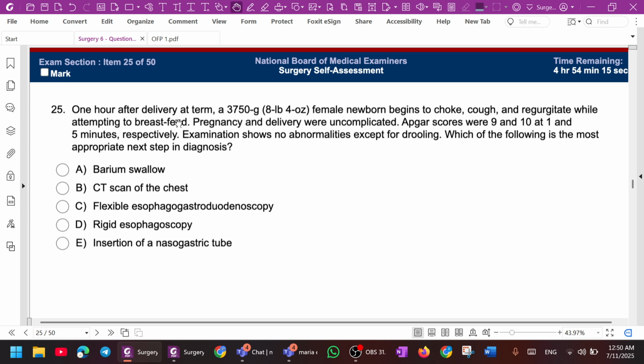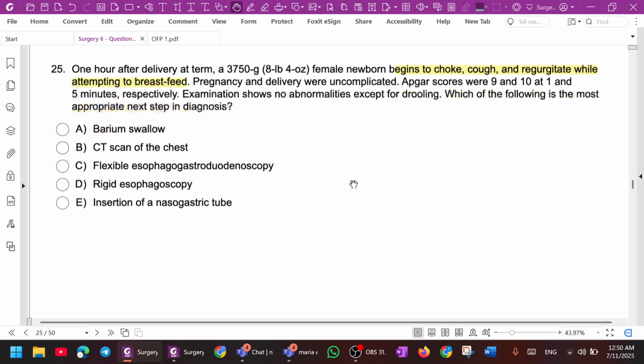One hour after delivery at term, a 3.7 kg female newborn began to choke, cough, and regurgitate when attempting to breastfeed. Pregnancy and delivery were uncomplicated. Apgar scores were 9 and 10 at 1 and 5 minutes respectively. Examination shows no abnormality except for drooling. Which of the following is the most appropriate next step in the diagnosis?